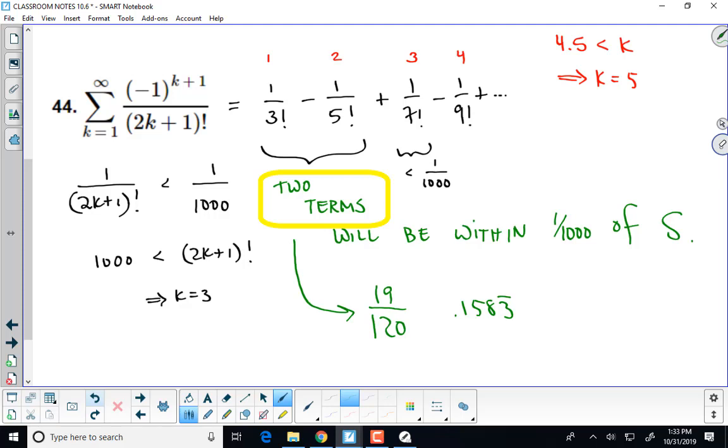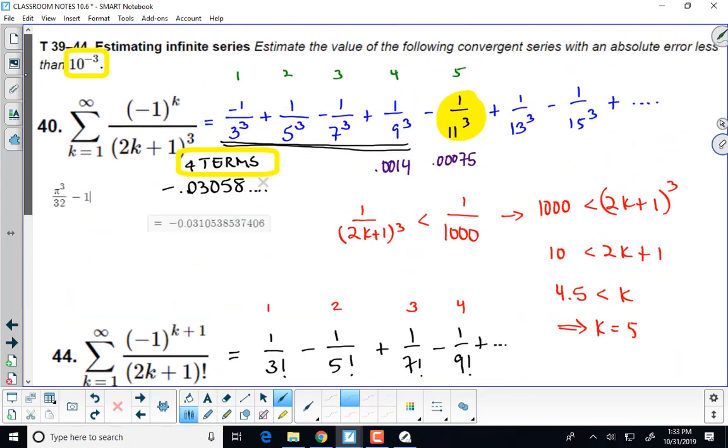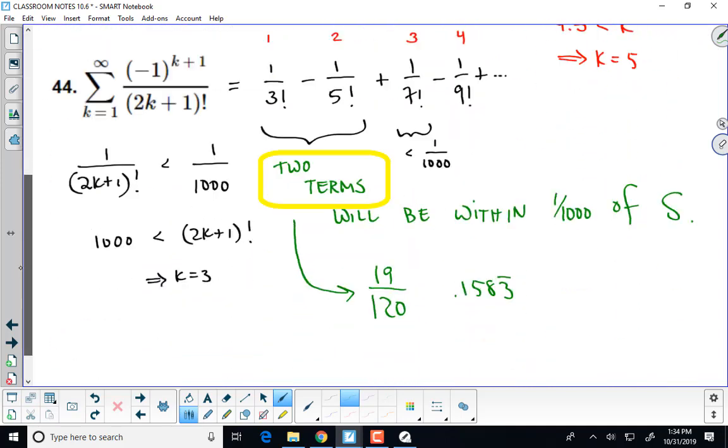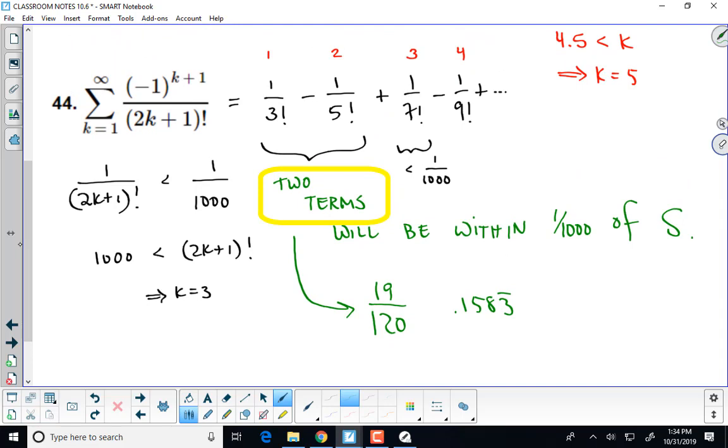Cool. So 19/120 is going to be within 1,000th of whatever S is, which we don't know. It says less than 1/1,000. So we want the error to be less than 1/1,000. That'll be the first term that has a value less than 1/1,000, so that'll be the error for the sum of the first two. Now, if we figure out whatever 1/9 factorial is, that will give us the error on the sum of the first three.